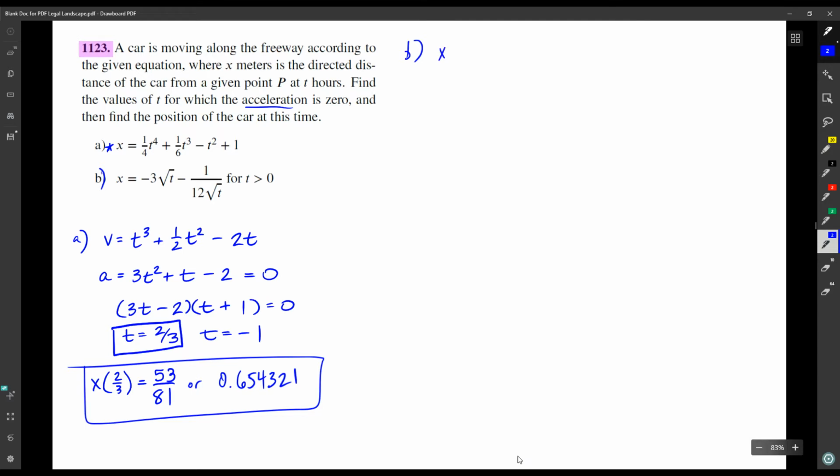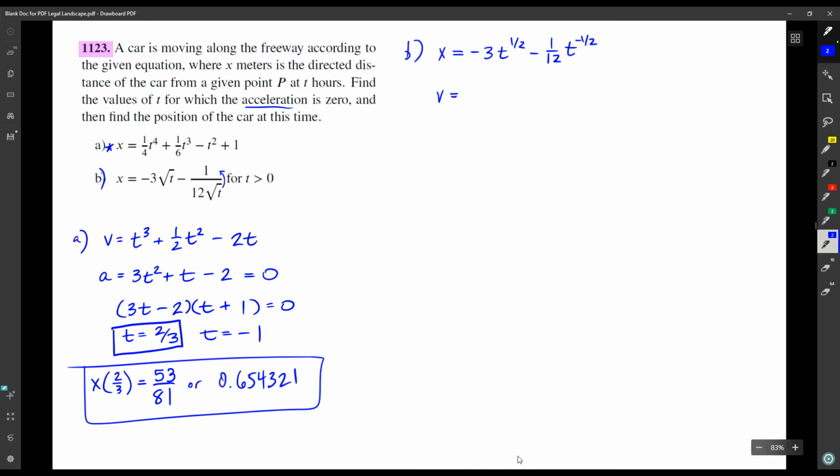First up, I'm going to rewrite the equation for the position. So I'm going to write it as negative 3 t to the 1/2 power minus 1/12 t to the negative 1/2 power. And we can do that because a root t in the denominator is the same as a t to the 1/2 in the denominator, which bumped up would be t to the negative 1/2. So let's get to the velocity first, and then we'll go into acceleration after that.